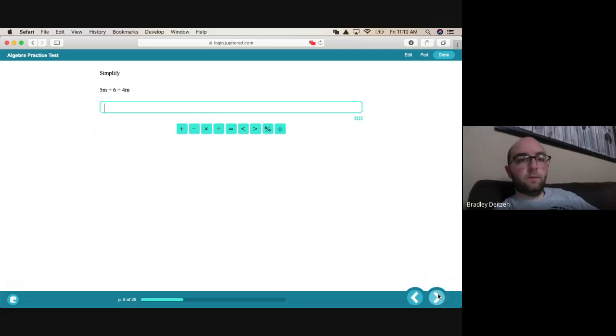Okay, next one. 5m plus 6 plus 4m. Now this one's a little bit more complicated, right? We have 5m, we have a 4m, but the 6 does not have an m. If you click it twice, it reads it to you. So 5m and plus 4m can go together because they both have the letter m. And we know to add them because there's an addition sign in front of this second term. So 5 plus 4 is 9m. And then the plus 6 is left over. We can't do anything with that, so it just stays as it is in the problem.